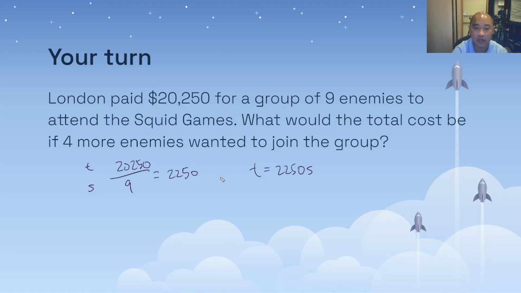How much would it cost if 4 more enemies wanted to join the group? Well, that would be 9 plus 4 equals S, right? So 13 equals S. So we have 2,250 times 13 equals T. And how much would that be? Well, only $29,250 for 13 enemies. Honestly, a good deal.